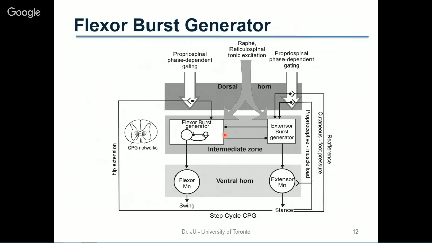Yeah? The sleep-wake cycle? In the spinal cord? Oh, so right off the top, no, not in the spinal cord.